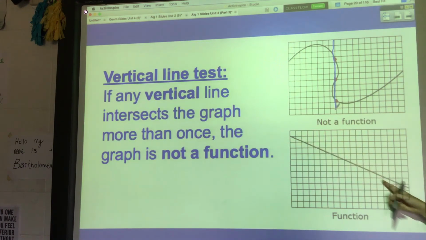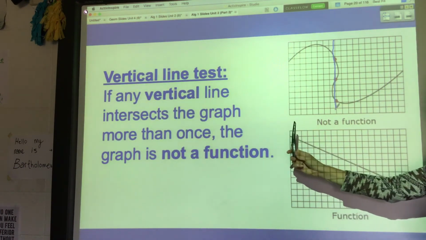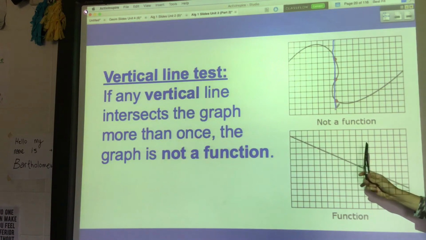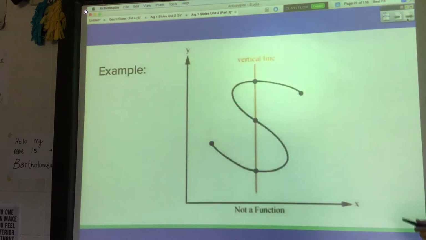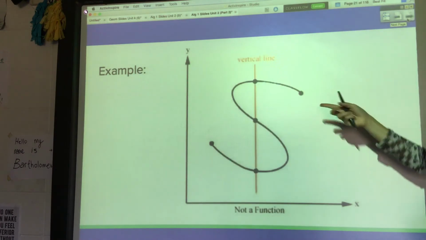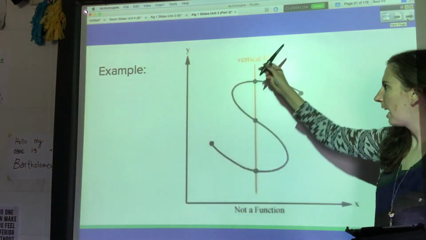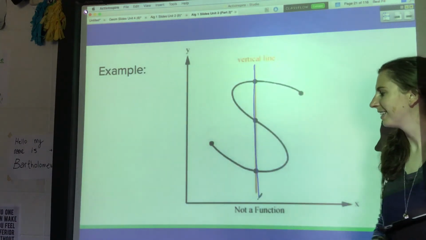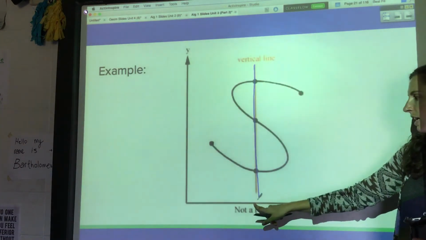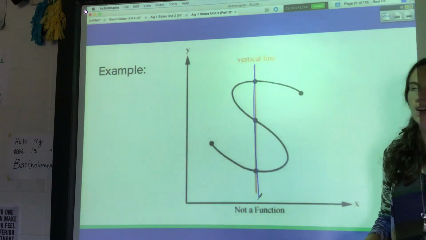This line here is a function because I only hit 1 point at a time as I pass a vertical line through the graph. Again, this is not a function because if I pass a vertical line through that graph, I hit multiple points. Basically, for this input, I have 1, 2, 3 outputs, and that's not allowed.